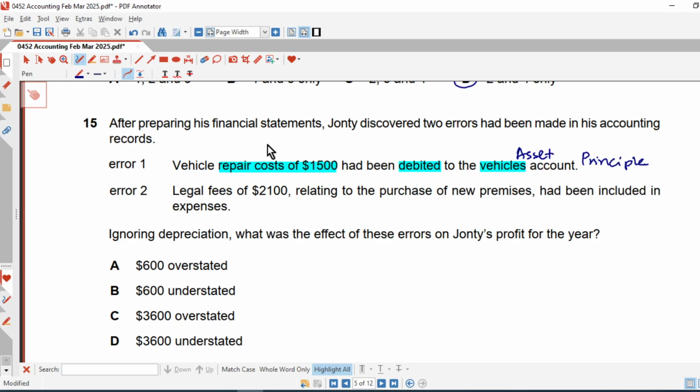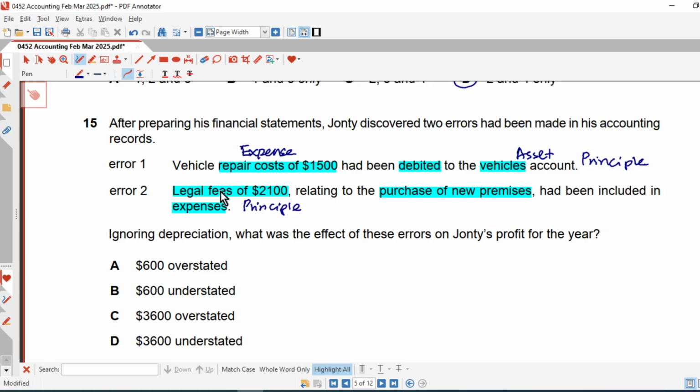Well, I know the question never asked for it. I'm just telling you more. Right, so legal fees of 2,100 relating to the purchase of new premises was included in expenses. Ouch. That's another principal error.